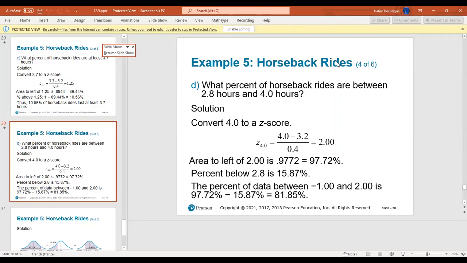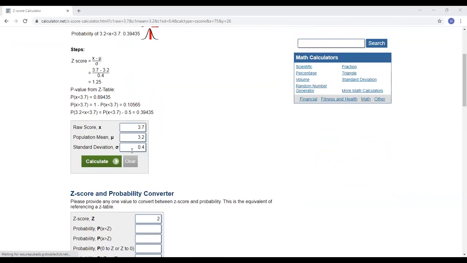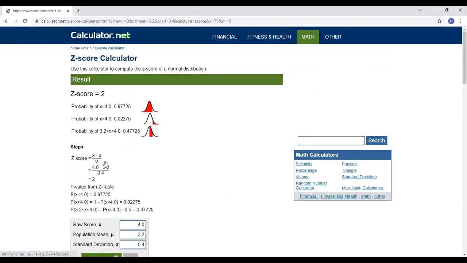So I'm going to show you this right now. Let's go back to the website. You're going to start fresh. I'm going to put 4.0 and calculate. We would like to know the probability that is less than 4. So 0.97. I'm copying this, Control C. This is the probability of times that are less than 4.0.